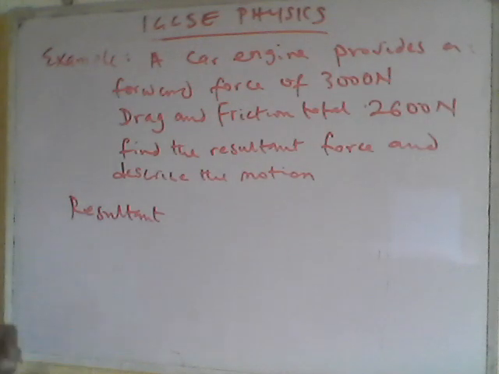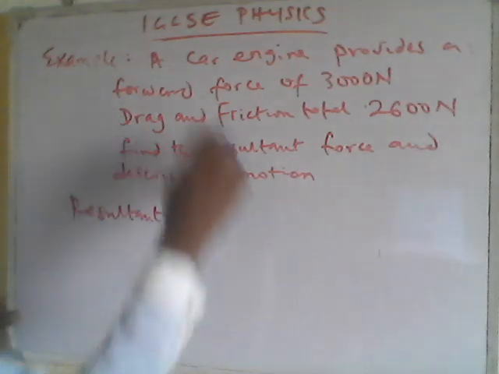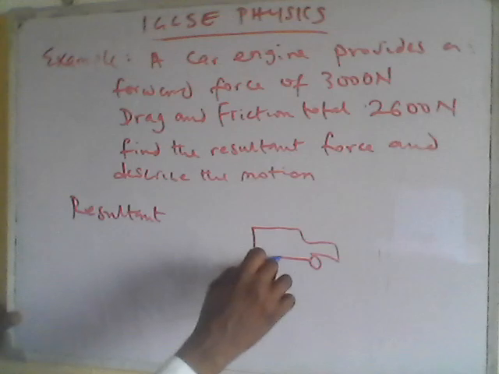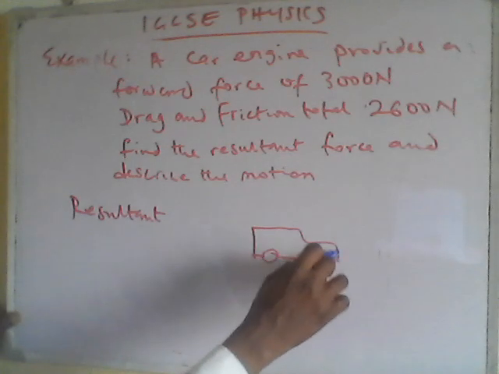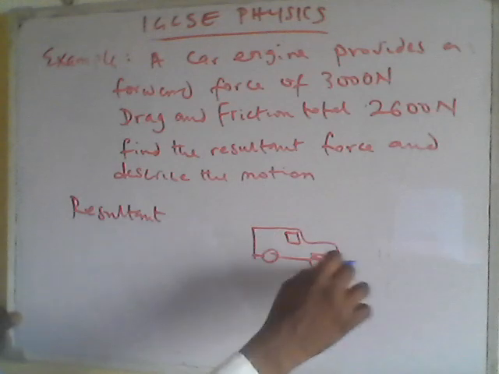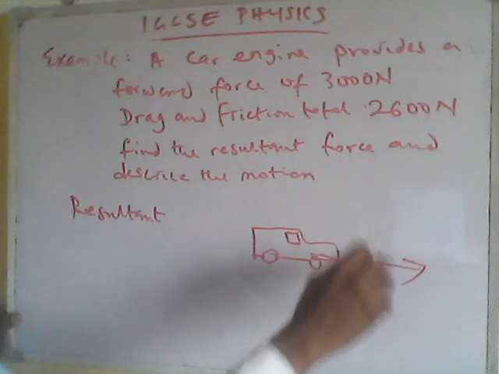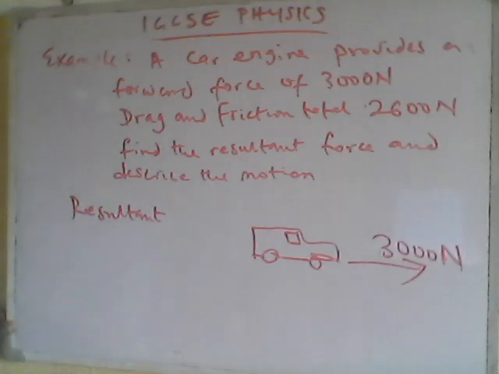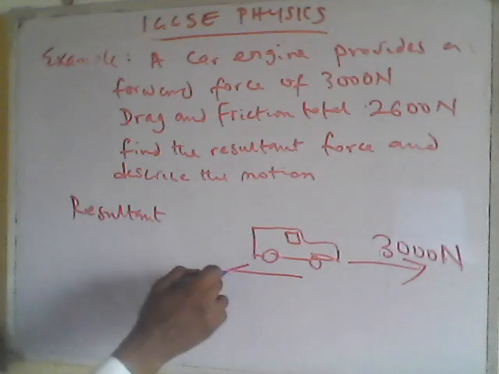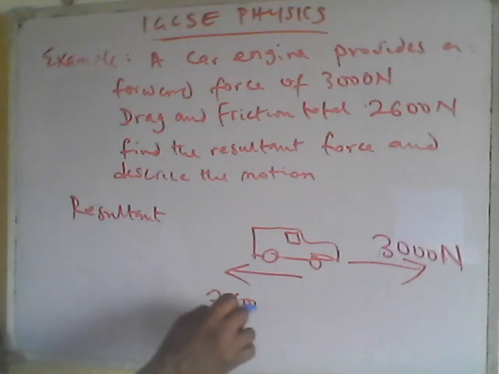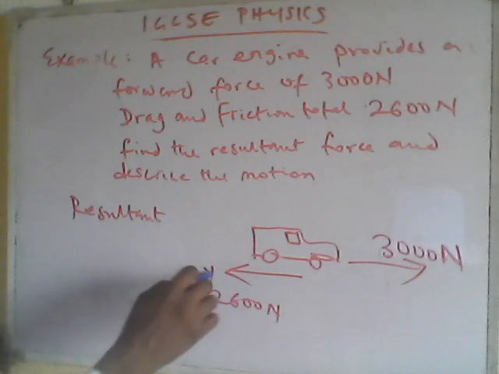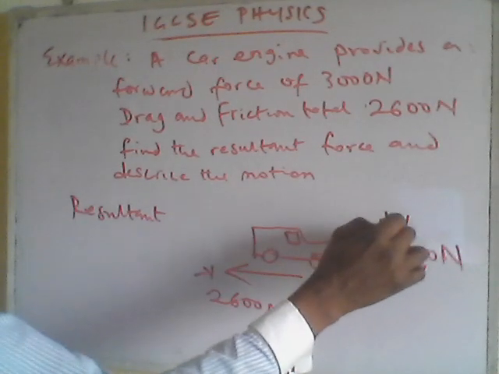If the car engine provides a forward force, so this is the car engine, let me draw the car like this. The car is moving this way. The forward motion is provided by a 3,000 Newton thrust, and the drag and the friction acting the other way is 2,600. I told you that the left side of the Cartesian plane is negative, and this one is positive, right?